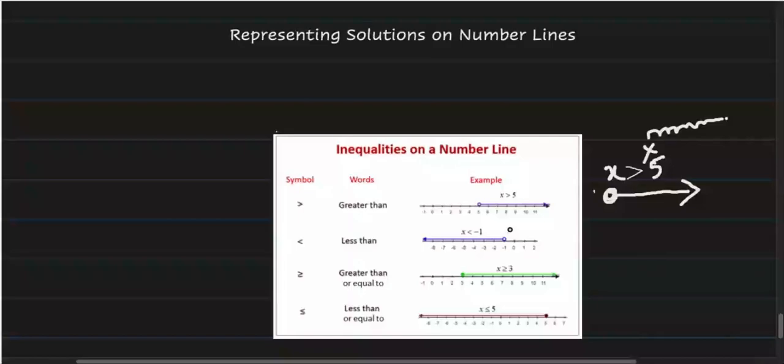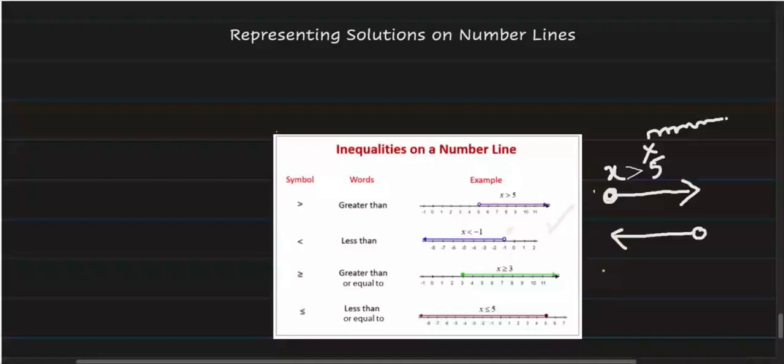Similarly, whenever you're saying less than, it means the left hand side of the numbers are included in the solution. But if it is a hollow circle, it means that number is not included. Everything which is lesser than, or on the left hand side of that number, is included in our solution. So whenever it is given, represent x less than -1 on a number line, this will be your answer. I hope this makes sense.